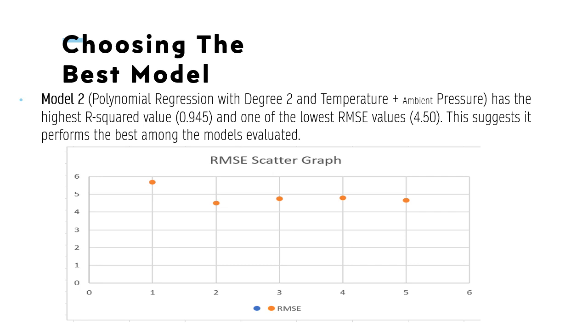After comparing all 5 models, model 2, the polynomial regression with degree 2, and the features temperature and ambient pressure had the highest R-squared value of 0.945 and one of the lowest RMSE values of 4.50. This suggests that model 2 performed the best among those evaluated and was selected as the final model.